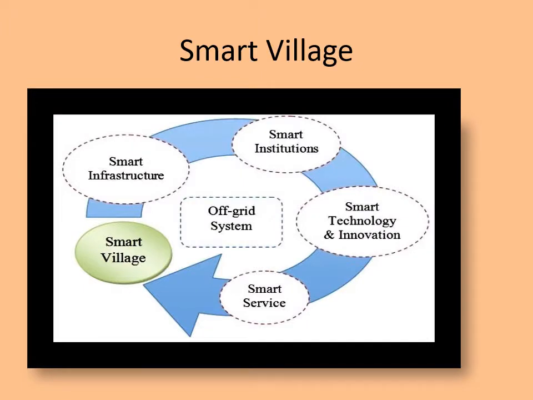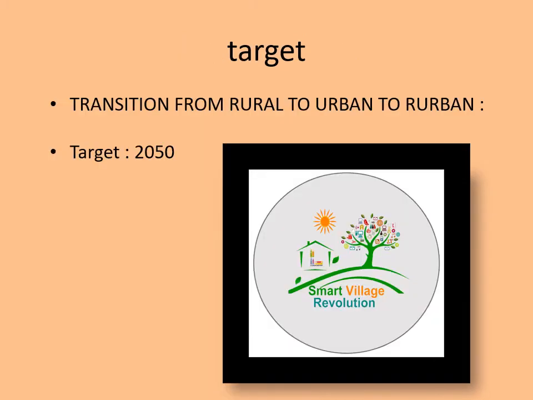Here are the attributes of a smart village: smart institution, smart technology, smart service, smart infrastructure, smart mass participation, and ultimately we will reach the concept of smart village, which will be the implementation of Gandhian dreams of rural development. It is a transition from rural to urban within the rural ecological environment to create urban infrastructure. The target to achieve this objective is 2050.